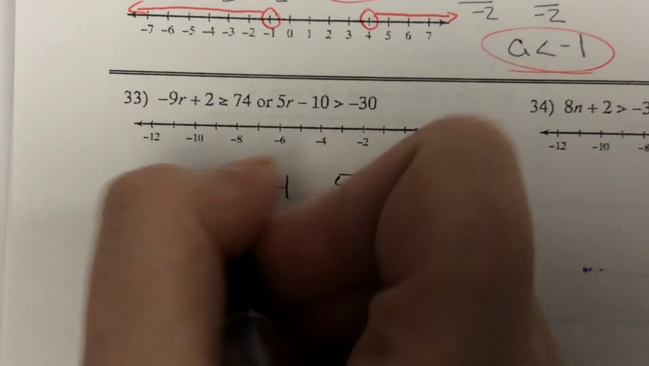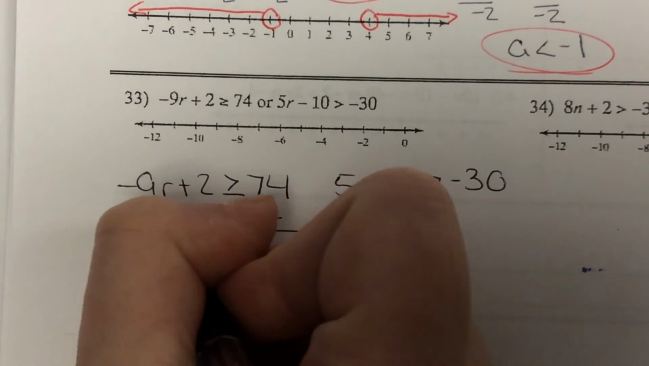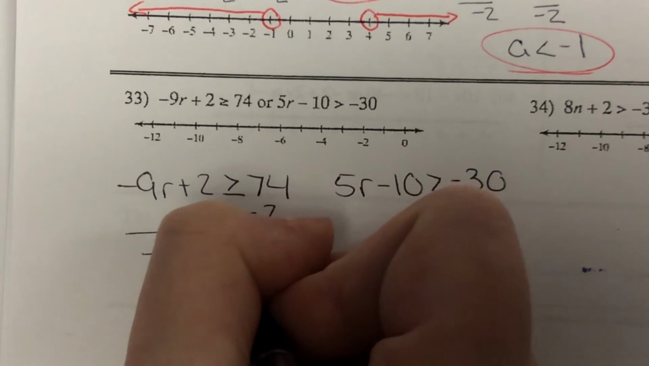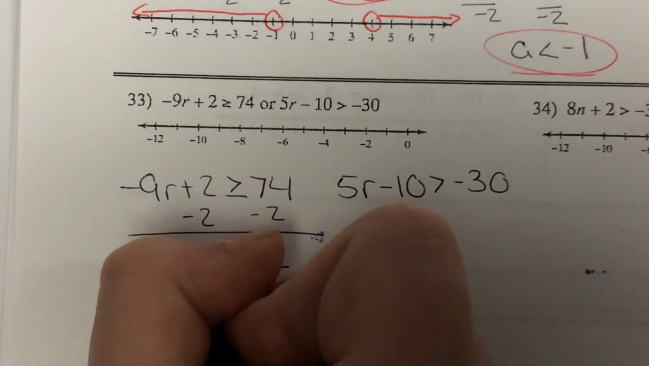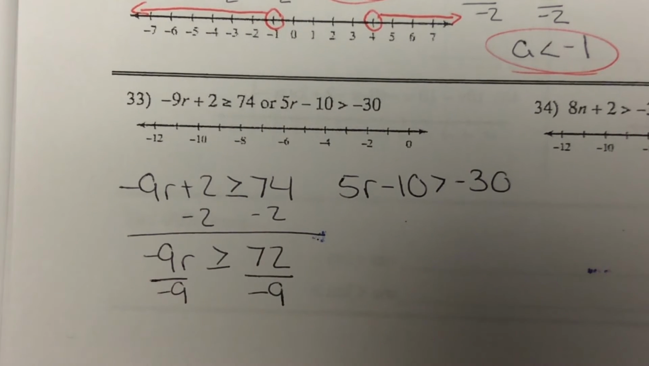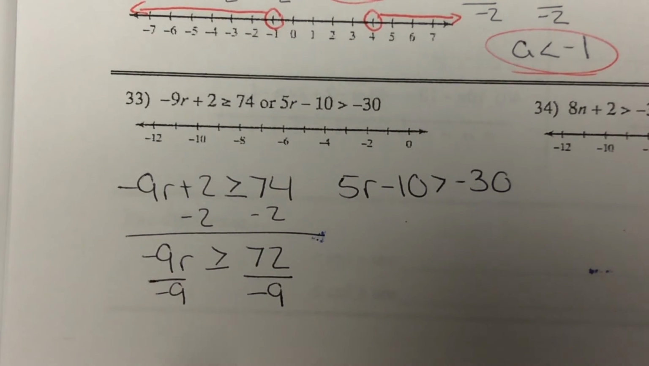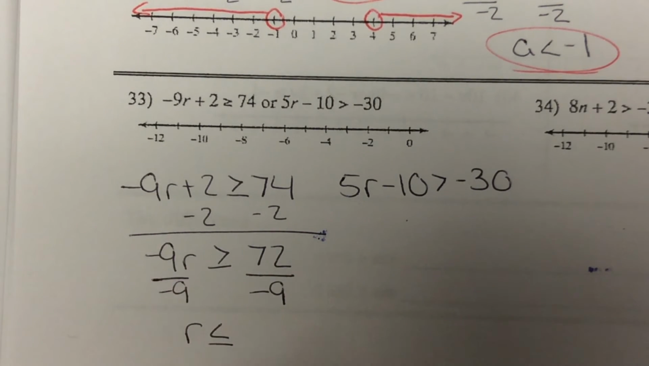I'll start with this one. We need to subtract 2. Negative 9r is greater than or equal to 72. So let's divide by negative 9, and oh, wait a second. We're dividing by a negative. So r is less than or equal to, flip the sign, negative 8.